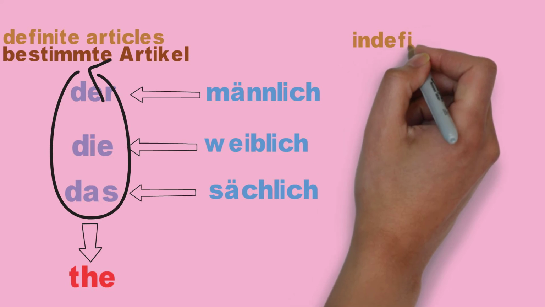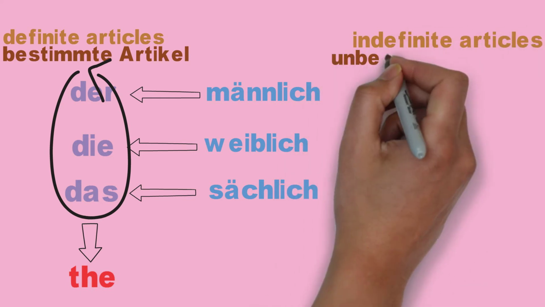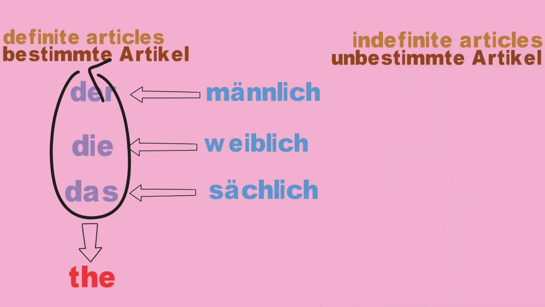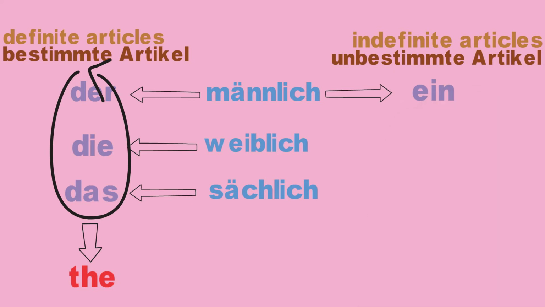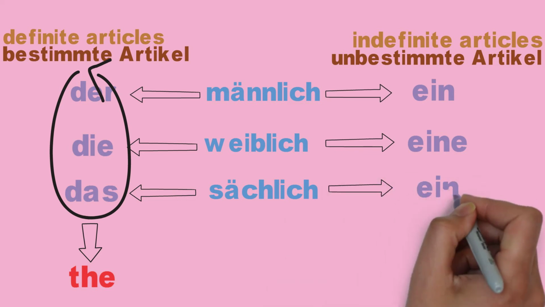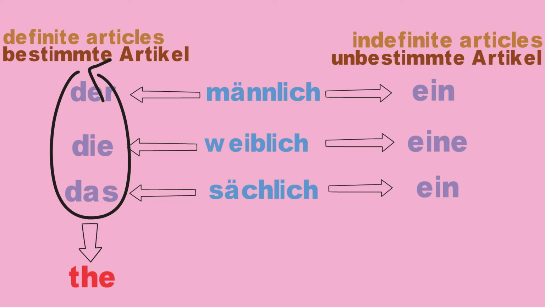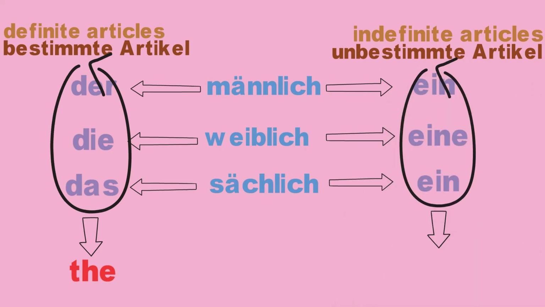Now we will see corresponding indefinite articles or unbestimmte Artikel for each gender. Männlich, ein, weiblich, eine, sächlich, also ein. The meaning of all these indefinite articles is a or an.